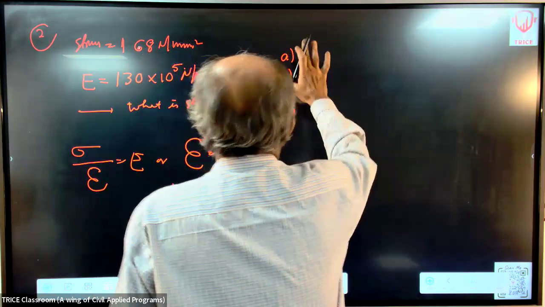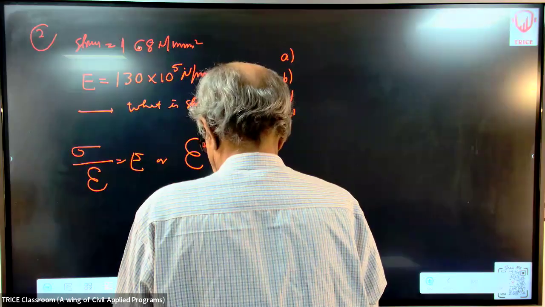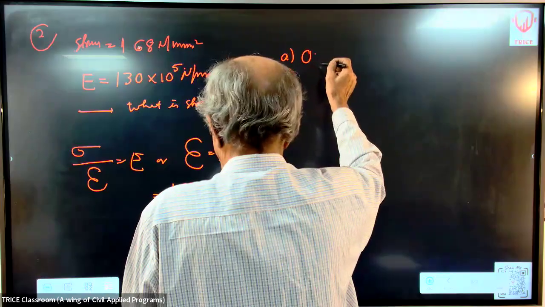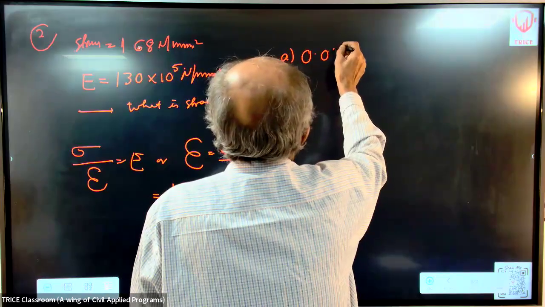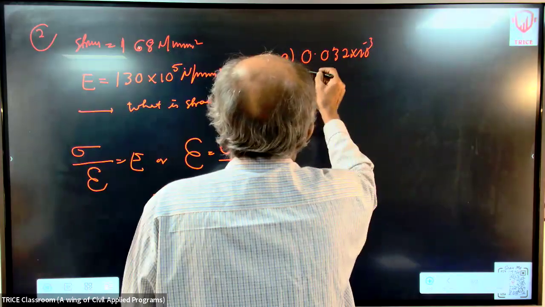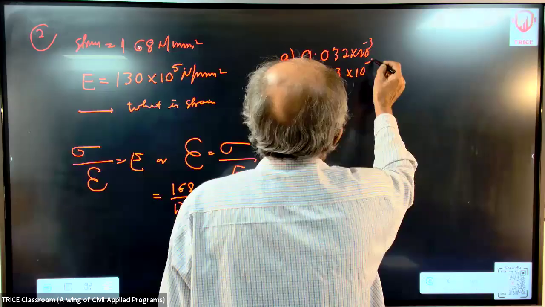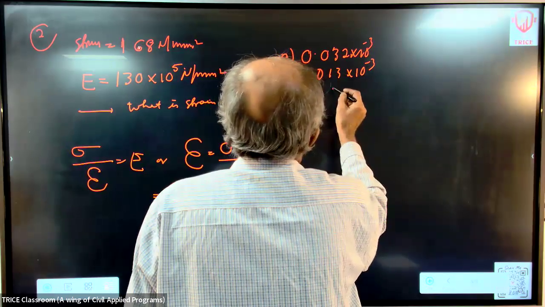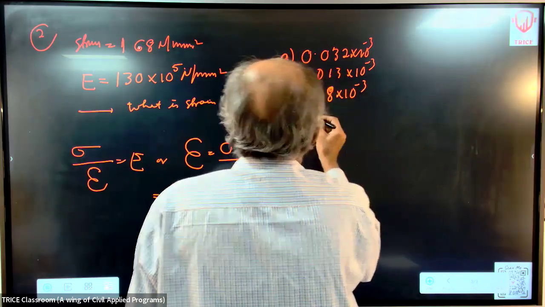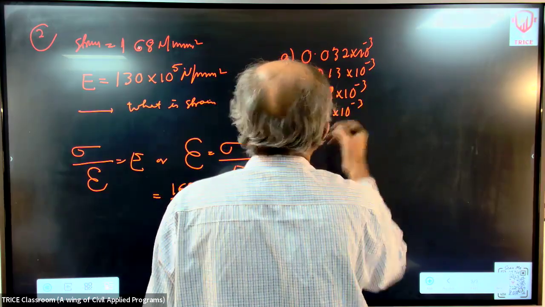Option A, B, C, D are there. The options are 0.02 into 10 to the power minus 3, 0.013 into 10 to the power minus 3, 0.008 into 10 to the power minus 3, and the last one is 0.14 into 10 to the power minus 3.